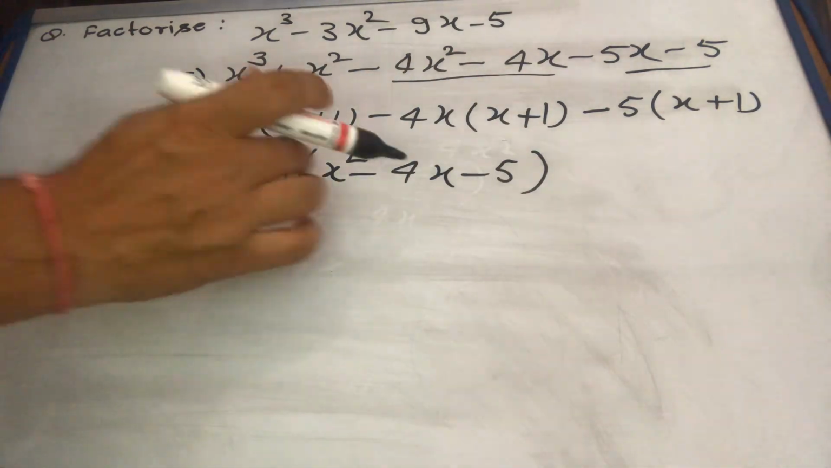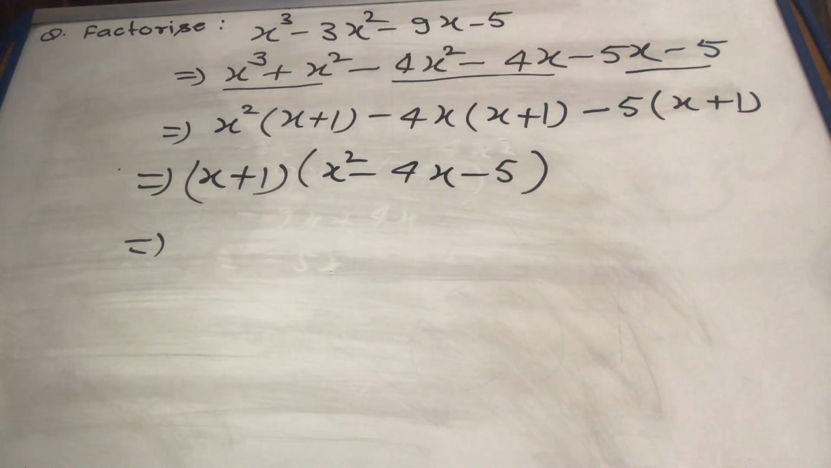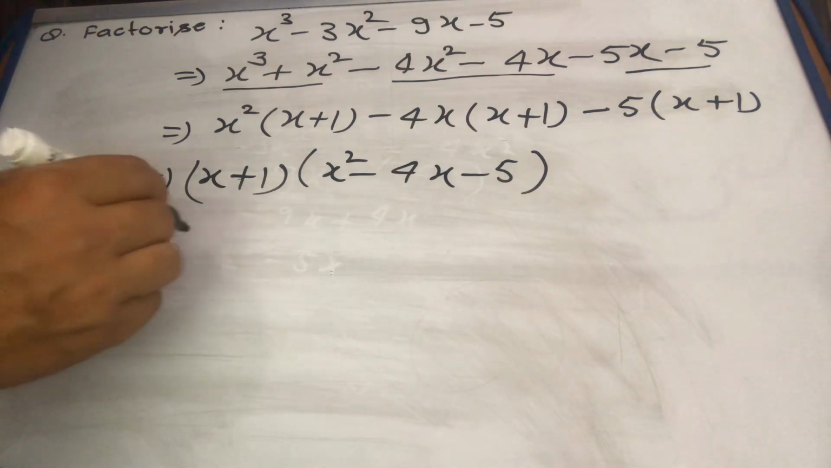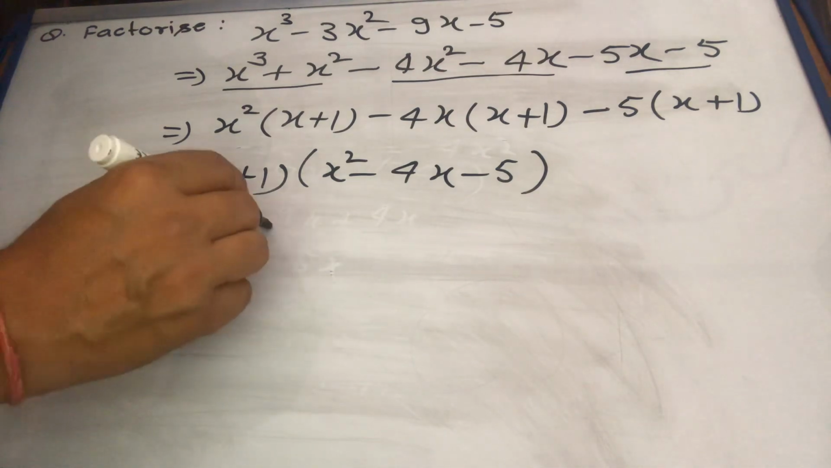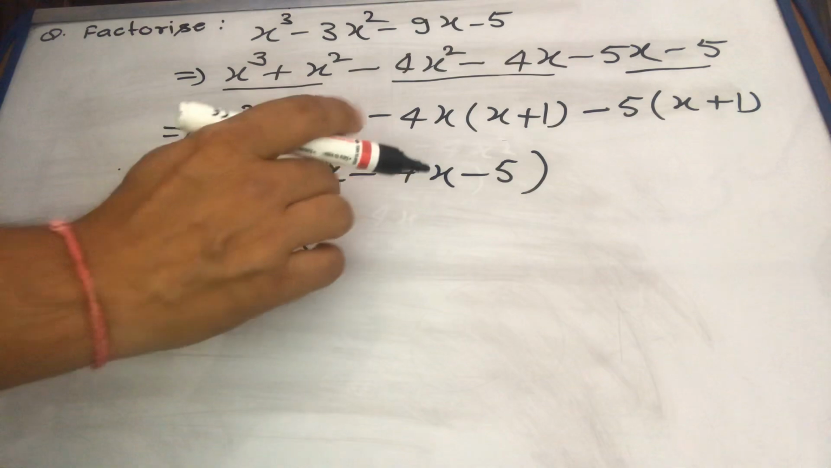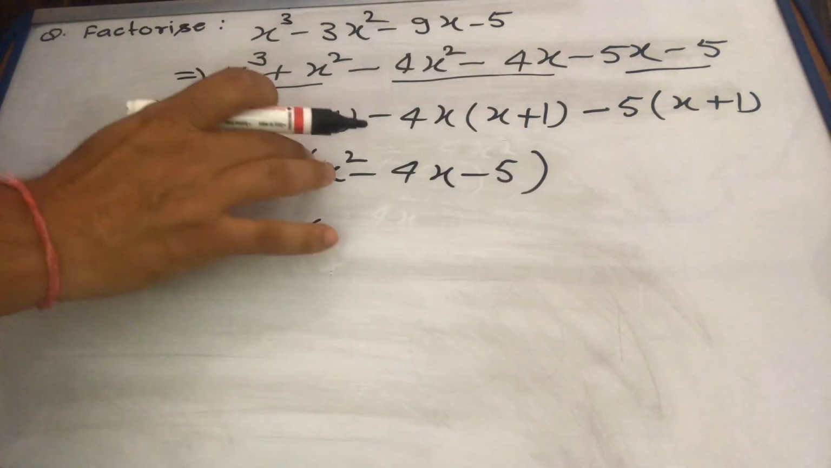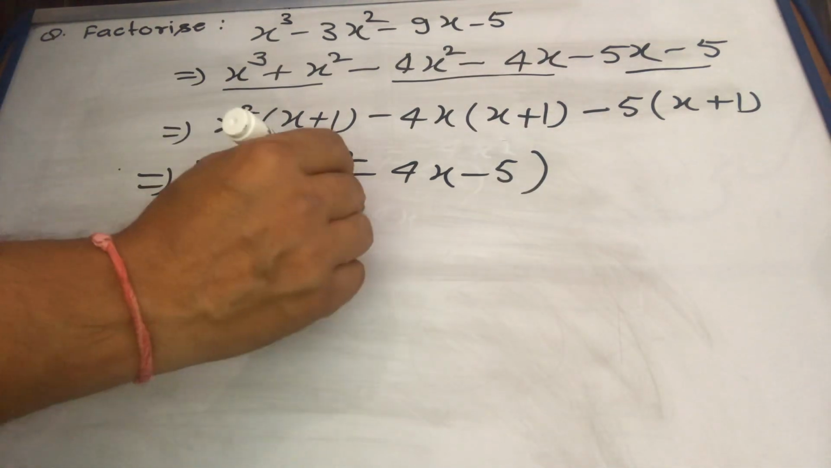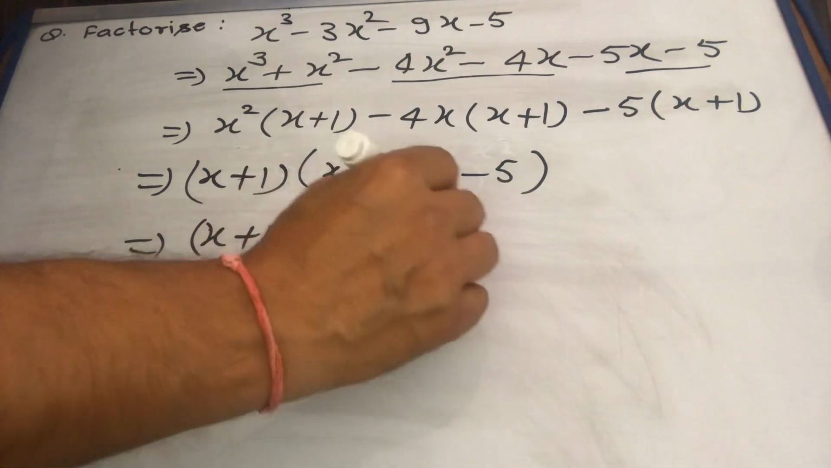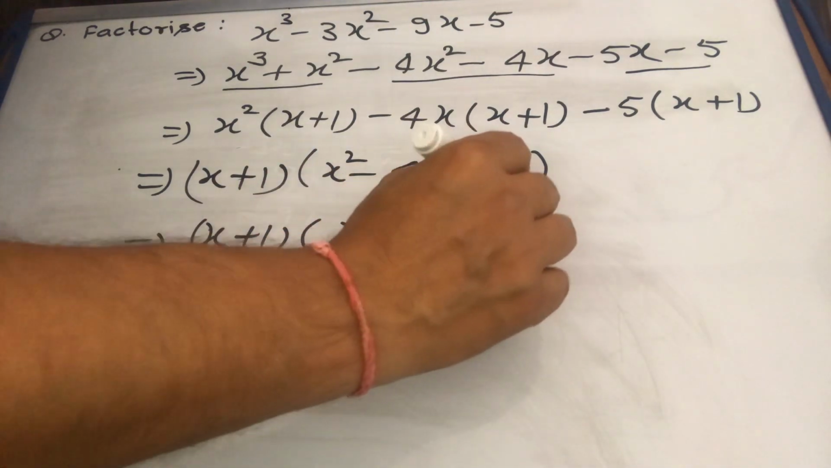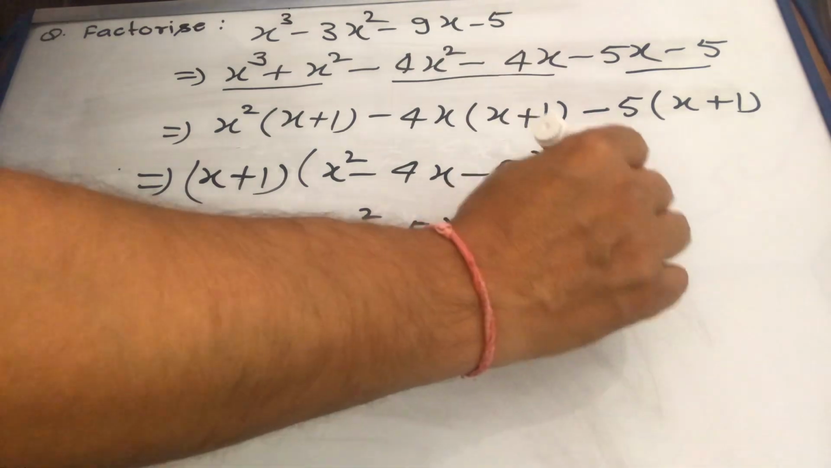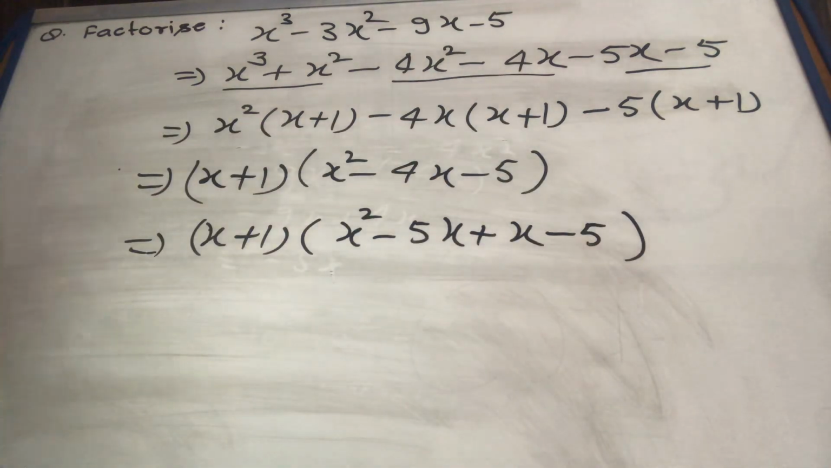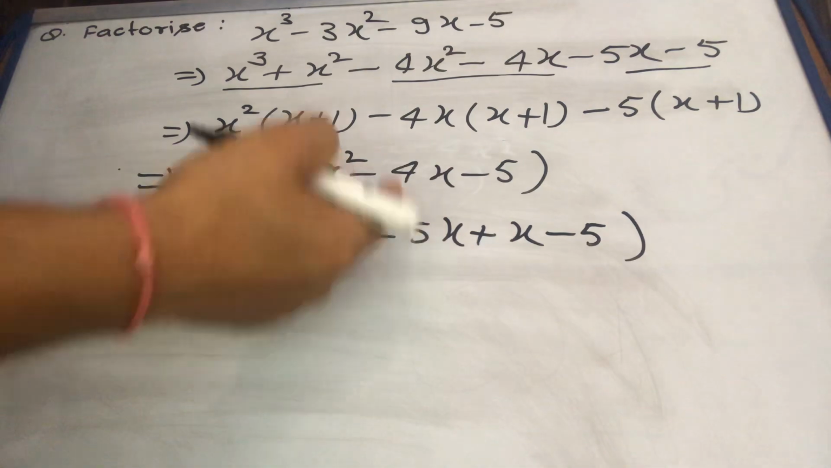Now this is a quadratic polynomial and you can factorize it by the splitting of middle term method. So use the splitting of middle term method: 1 and minus 5. You factorize minus 5, then you will get by subtraction 4. So you can write it x square minus 5x plus 1x minus 5. Clear? Minus 5 plus 1, that is minus 4.